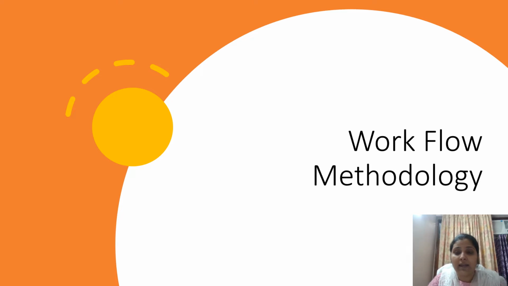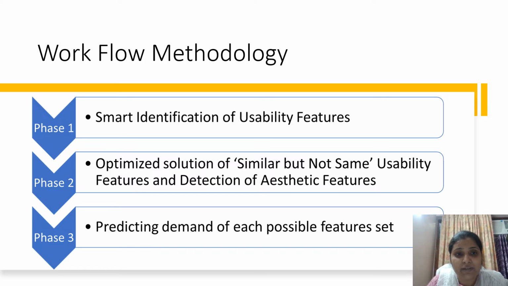And the next is our workflow methodology, and this covers three main phases. Phase one is the smart identification of usability features, then the optimized solution of similar but not same usability features, and detection of aesthetic features, and predicted demand of each possible feature set. Basically, these three phases are the USP, or you can say the heart, of our research work, and my co-author Mr. Abhinav Dixit will now explain these phases one by one.